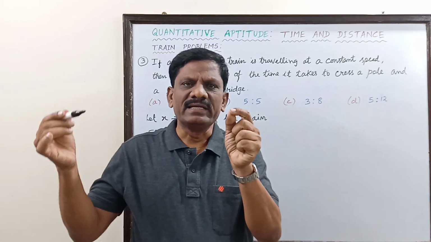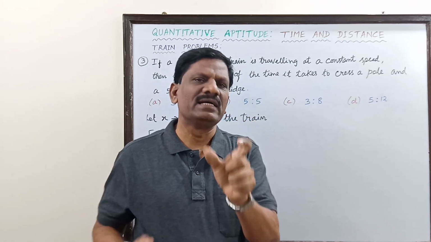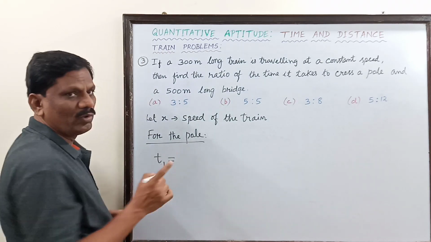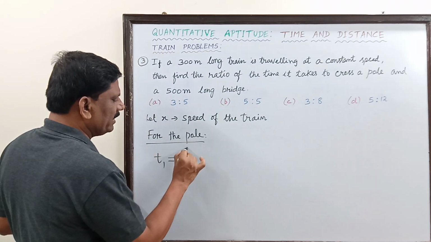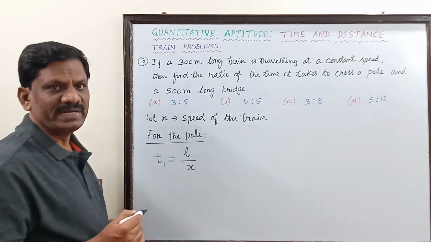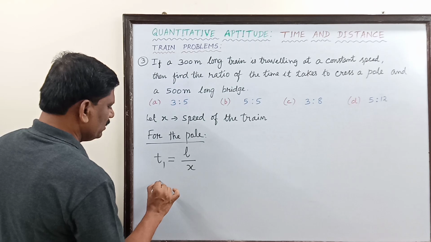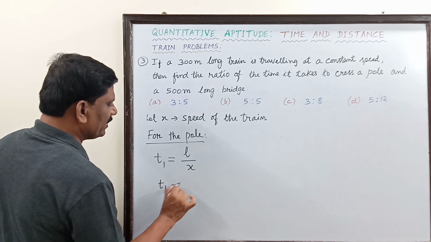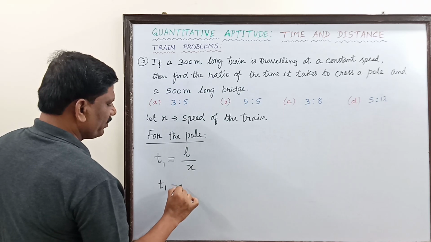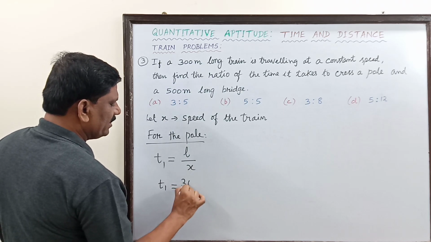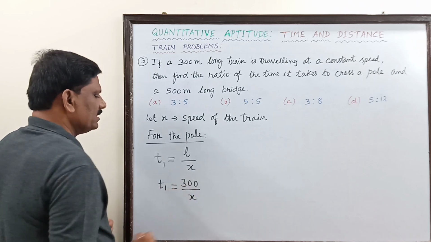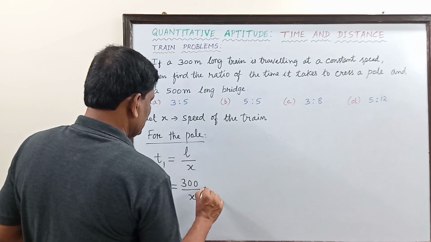So the entire train crosses the pole means the distance is equal to the length of the train. So the time taken to cross the pole must be equal to the length of the train divided by the speed. So t1 is equal to L, which is 300 meters, so 300 divided by x. This is the first equation.